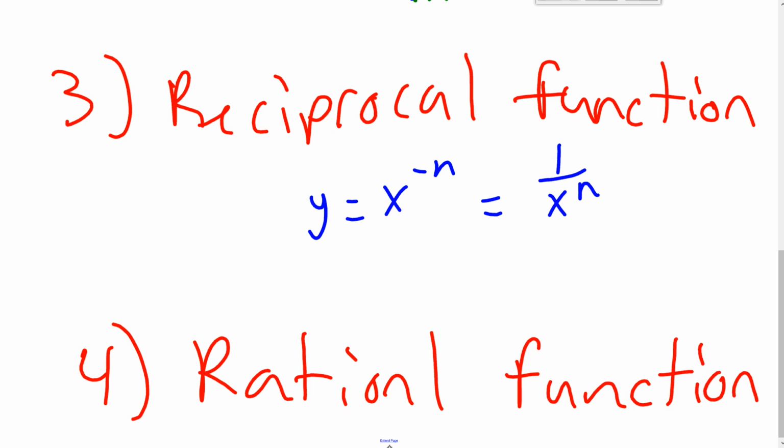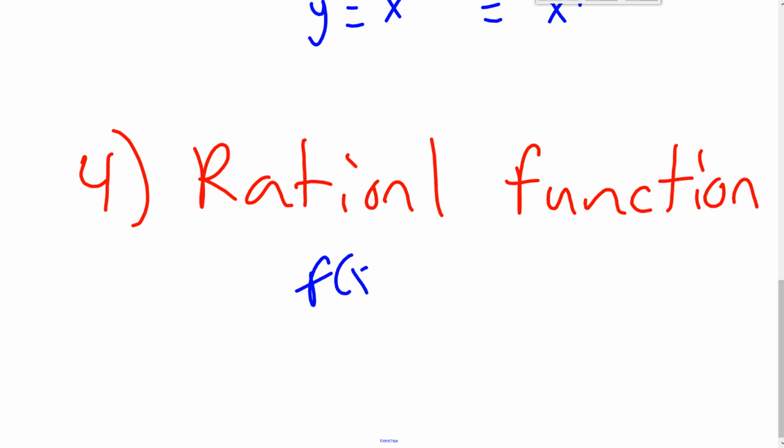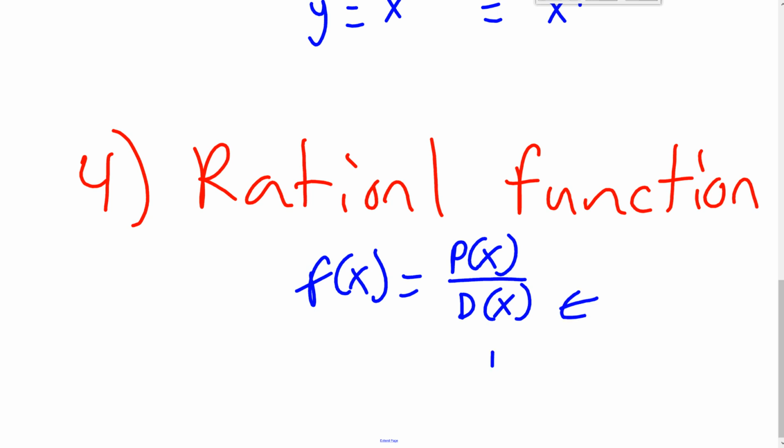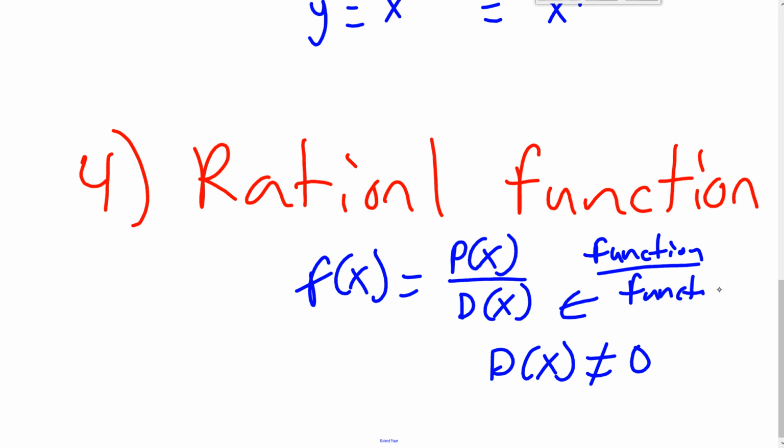And then we have a rational function, f of x equals p of x over d of x. It's a division function. And here again, d of x cannot equal 0. So it's a function divided by a function. Right, so some function divided by another function. And this function can't be 0 on the bottom. So we use that fact, set it equal to 0, to help us find our domain.